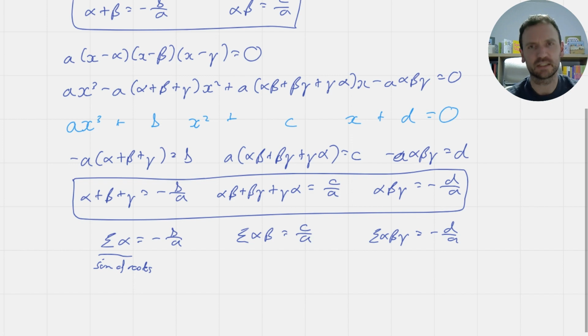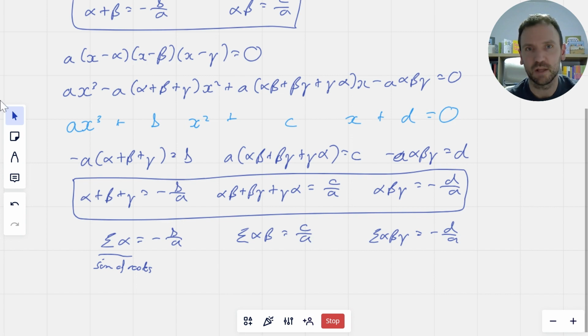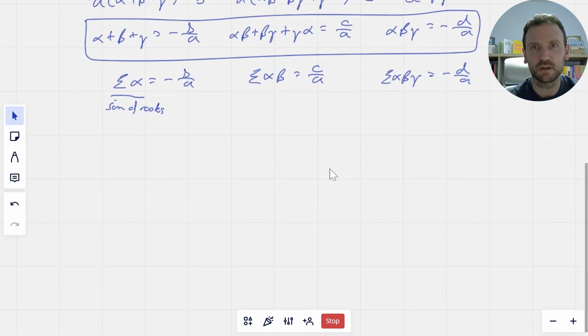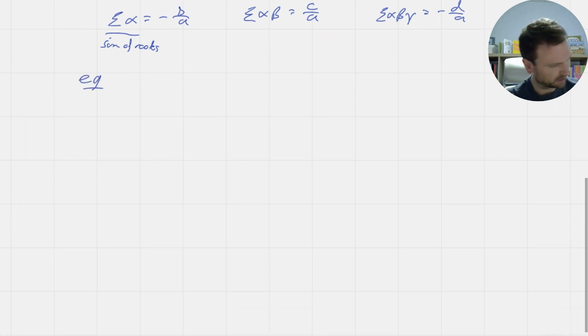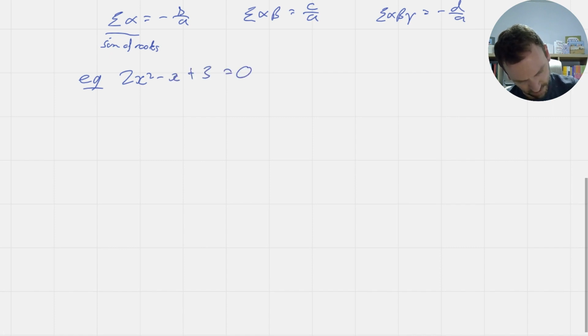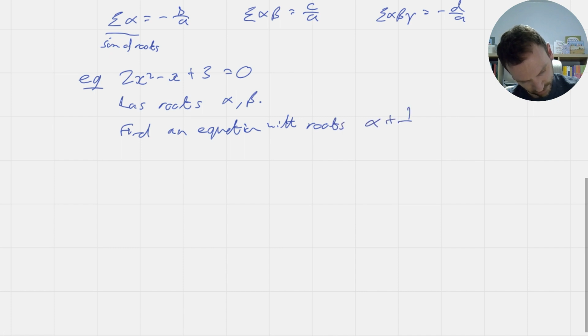We need to make use of them. Let's see what sorts of questions we're going to need them for, and then let's see how we can actually go about using them. So the first example I want to look at here is for a quadratic equation. We're going to say we've got 2x squared, subtract x plus 3 equals 0. I'm going to tell you this has roots alpha and beta. And I want to find an equation with roots alpha plus 1 over alpha and beta plus 1 over beta.